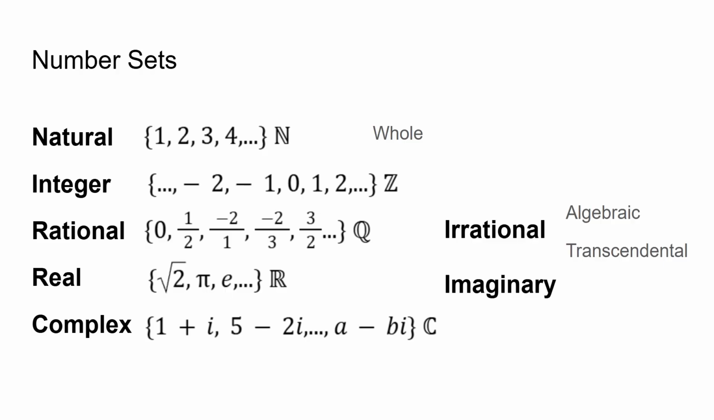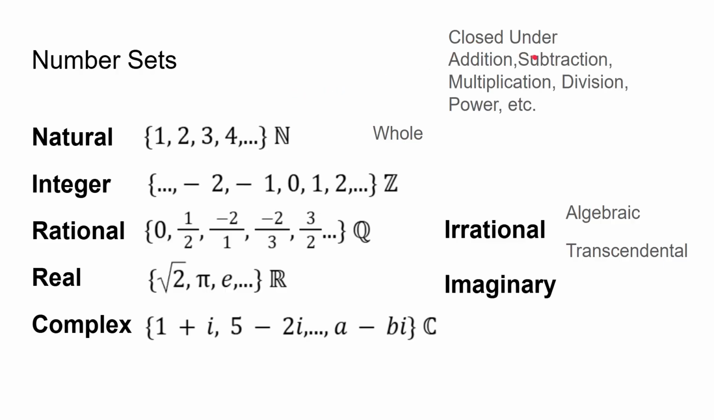There is no algebraic expression that resolves to be exactly pi or e. Instead, you have to use calculus or some other method to figure out what these numbers evaluate to. And also, numbers can be closed under certain operations. So closed under addition, subtraction, multiplication, division, powers, and other things. So, for example, natural numbers are closed under addition. If you add any two natural numbers together, you will always get another natural number.